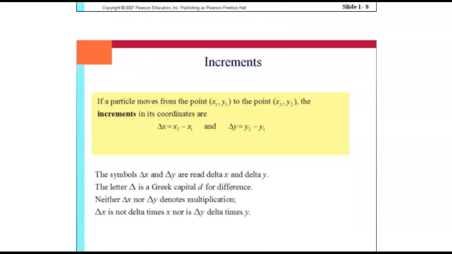The first thing we are going to talk about is increments, and what are they? Increments are essentially another way of saying slope or change. If a particle moves in a different direction, then you can look at its change in direction on the x increments and its change in direction on the y increments.